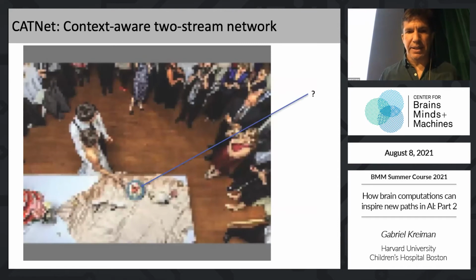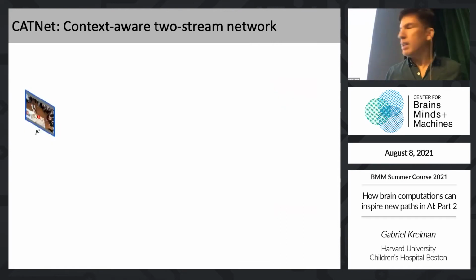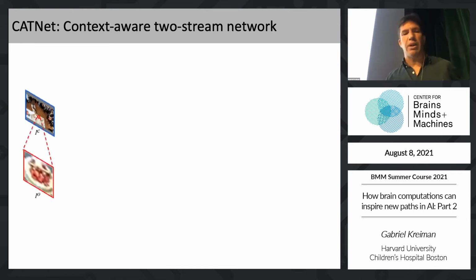Okay, but that's an aside. So we built a model. I'm going to go very quickly now because I want to get to the third part. We built a model that incorporates some very basic ingredients of neuroscience to try to do the contextual reasoning. So the model basically has two streams.